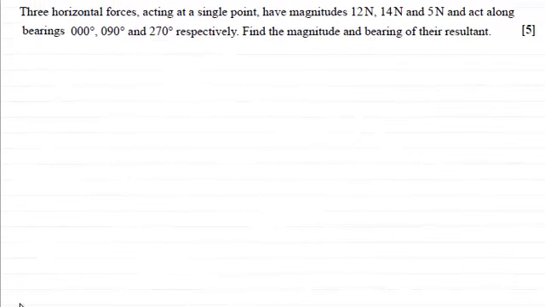Hi. Now in this question we're given three horizontal forces acting at a single point, with magnitudes of 12 newtons, 14 newtons and 5 newtons, and they act along the bearings of 000 degrees, 090 degrees and 270 degrees respectively. What we've got to do is find the magnitude and the bearing of their resultant.